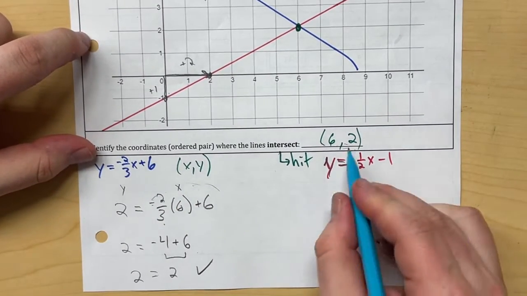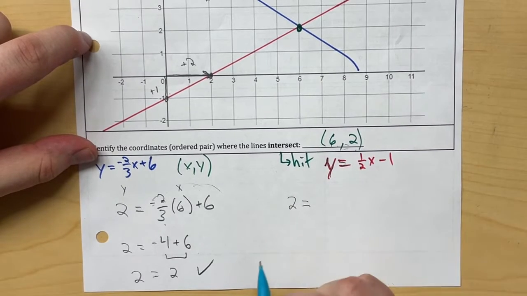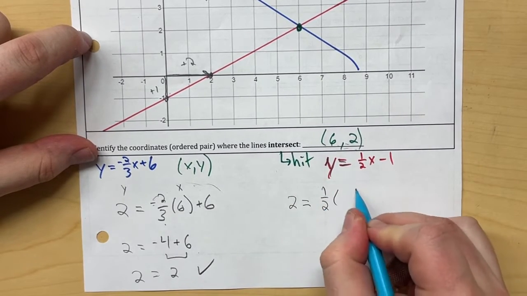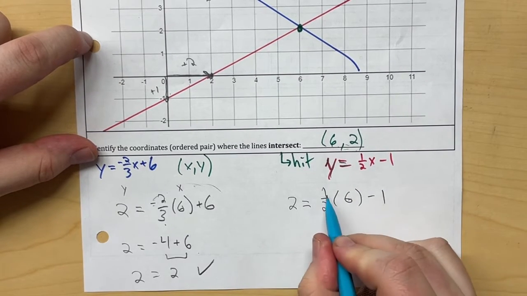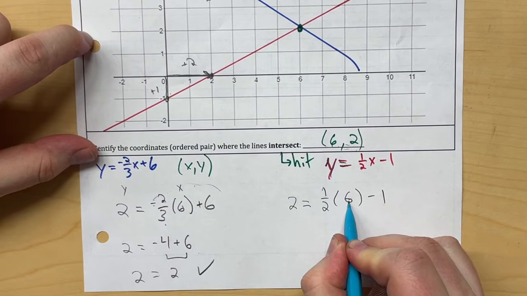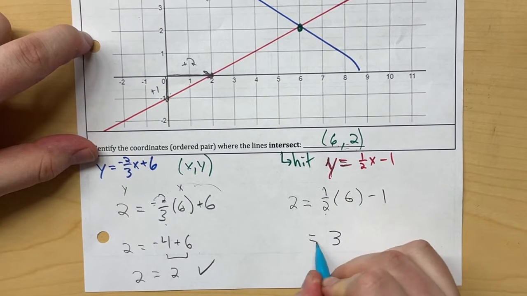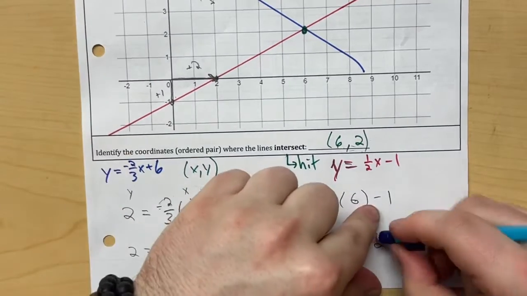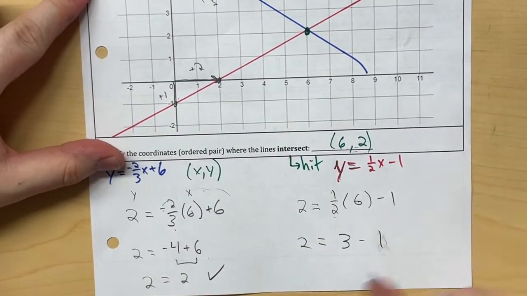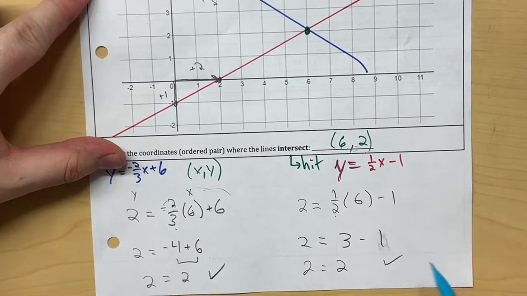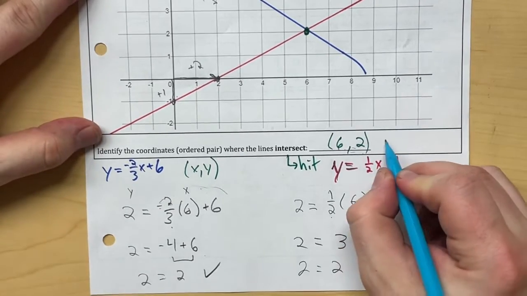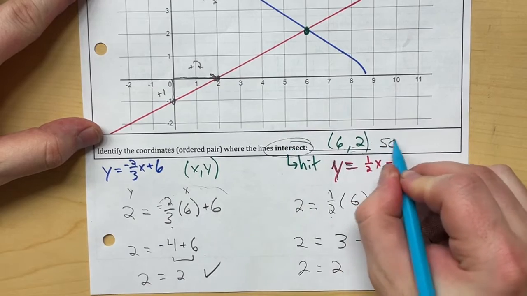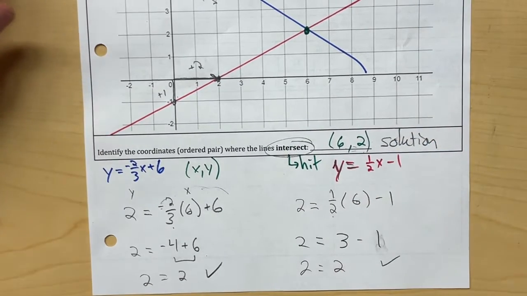So I have, it should equal 2 because that's my y value, and I say 1/2 times 6 minus 1. That should be the same as 2. So let's simplify. I have 1 times 6 is 6, divided by 2 is 3. So I'm saying, does this, careful there, does this work out? And you better believe it, it does. And that's why, again, this is kind of that algebraic way of proving why this is a solution. So again, the point where they intersect is called a solution to those equations.